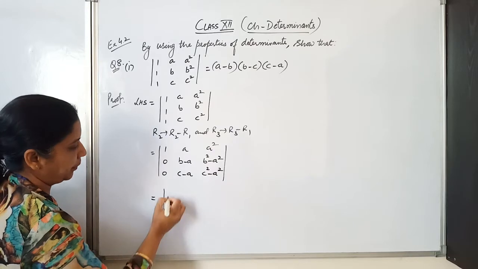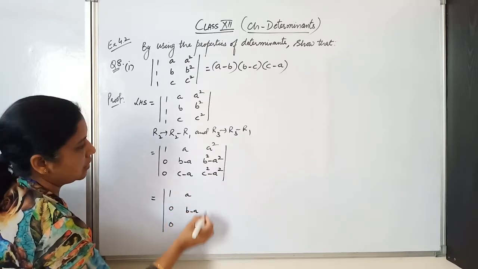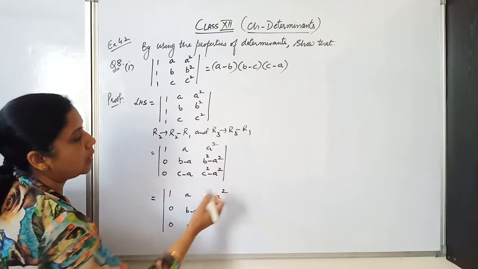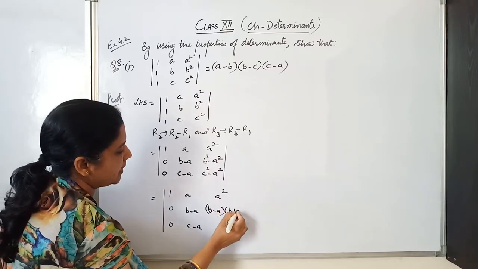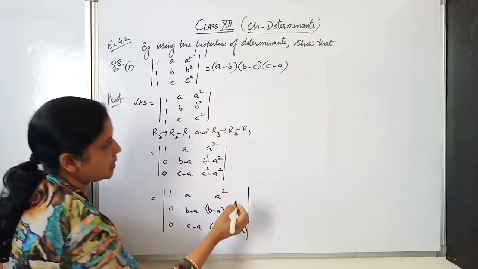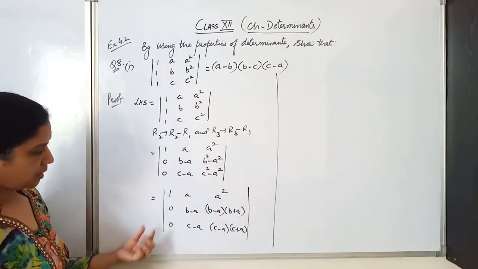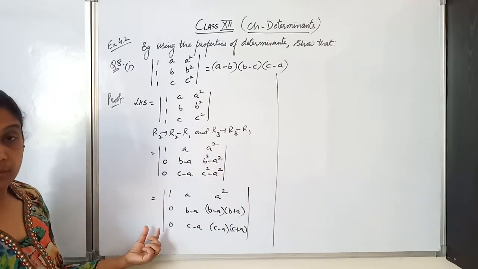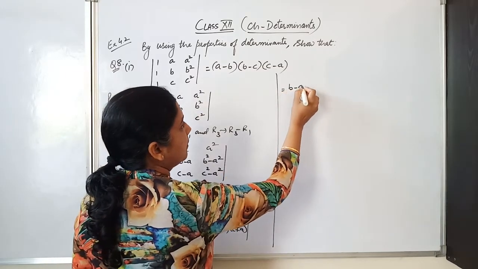If you look at the last two entries of the third column, they can be factorized. So I'm going to factorize them. Very easy factorization is possible. So that I've taken. Now taking B minus A common from R2 and C minus A common from R3.